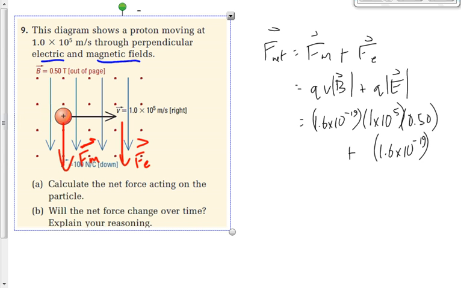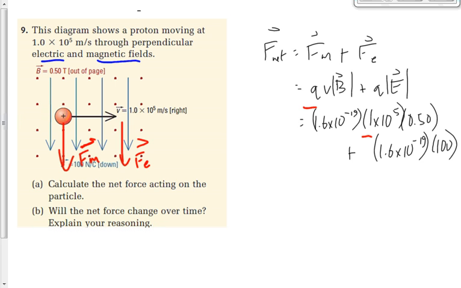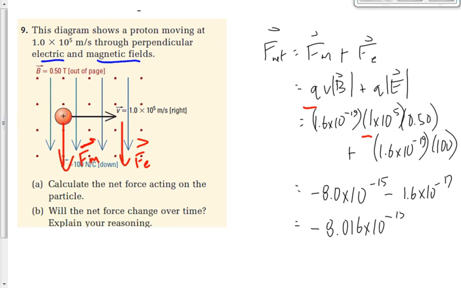E was, what was that, 100 newtons per coulomb? Both of these terms should be negative because the forces are downwards. Negative 8.0 times 10 to the 15. Is that right? Subtract 1.6 times 10 to the neg 17. So our net force is 8.016 times 10 to the 15 downward.